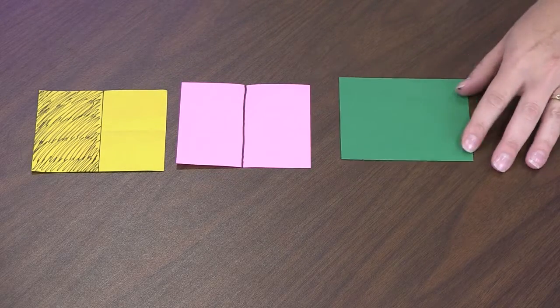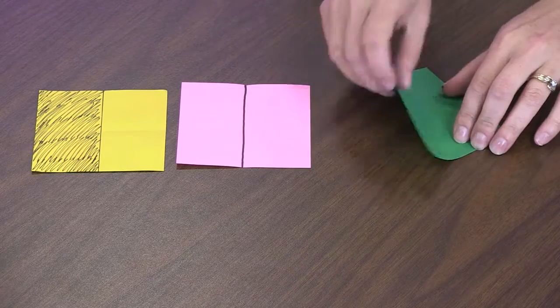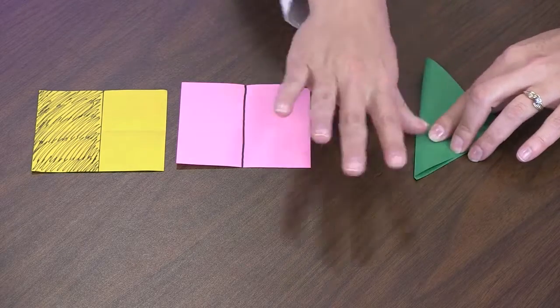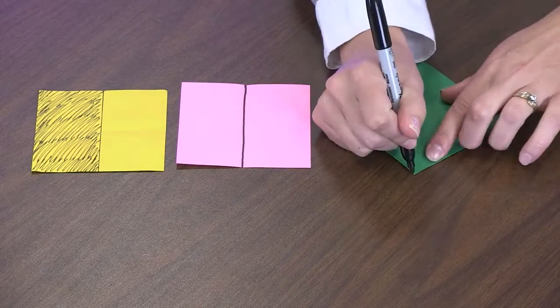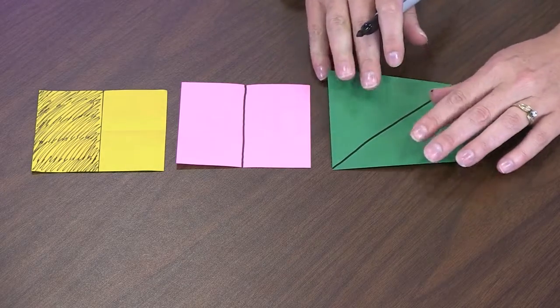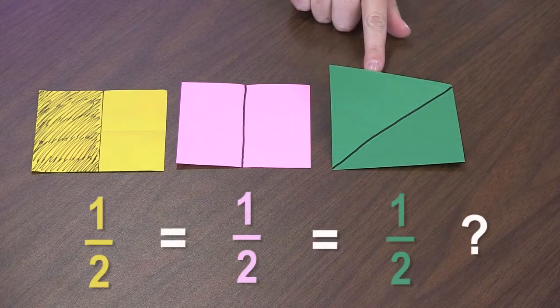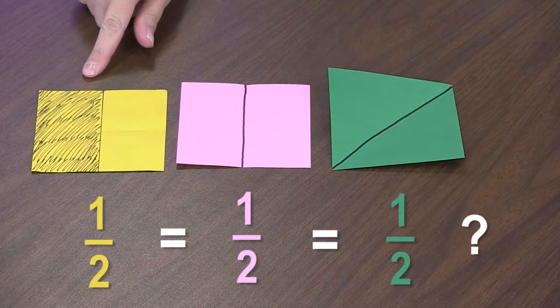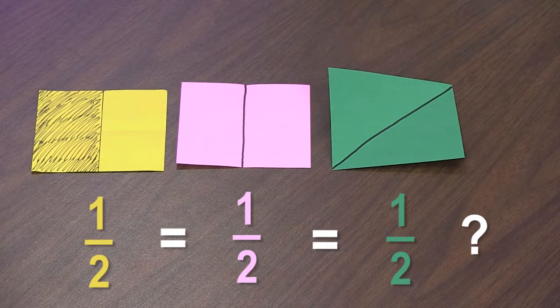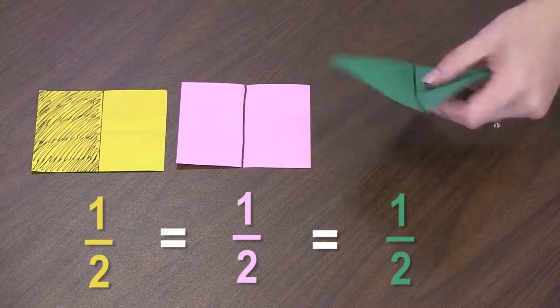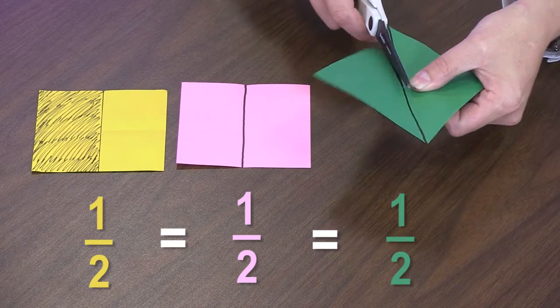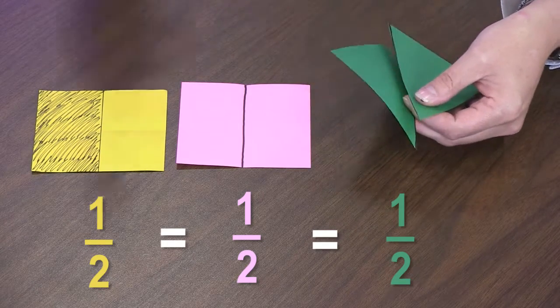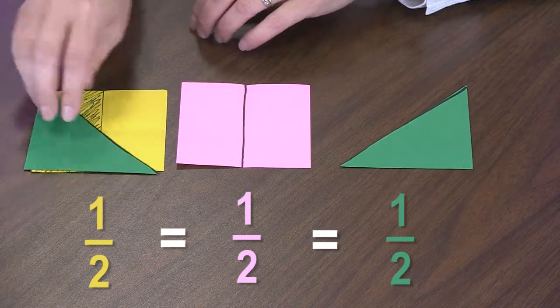But what if I took another paper and folded it along the diagonal into two equal pieces? Are the halves on this paper equivalent to the halves on the other two papers? Some students might be able to reason that since the whole was the same and they were both partitioned into two equal pieces, then they are equivalent even though they are different shapes. However, some students may need to see this, so let's cut the diagonal model apart and lay it on top of the other model to compare.